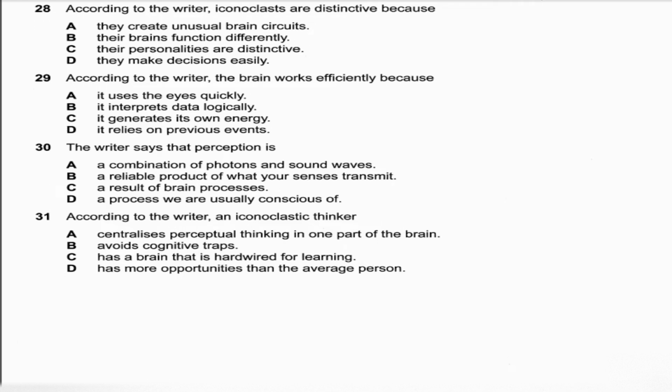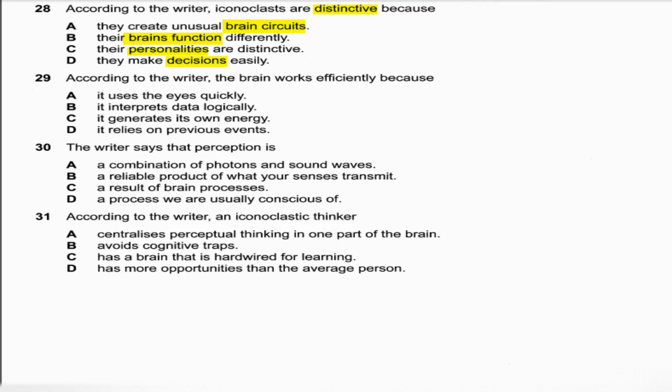Question 28. According to the writer, iconoclasts are distinctive because... Now think of that word distinctive. Can you think of some synonyms for that word? I'm thinking of unique or different. Those mean the same thing as distinctive. Let's look at our possible answers. A, they create unusual brain circuits. So unusual, let's say brain circuits. B, their brains function differently. So is it something about their brains function? C, their personalities are distinctive. Or D, they make decisions easily.